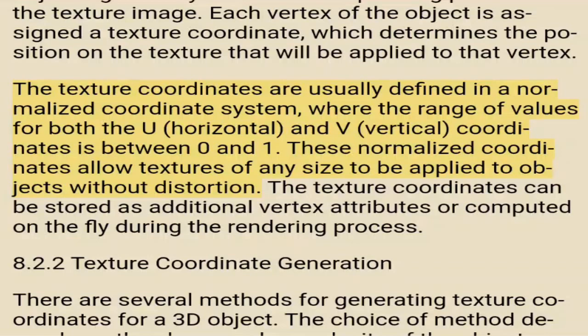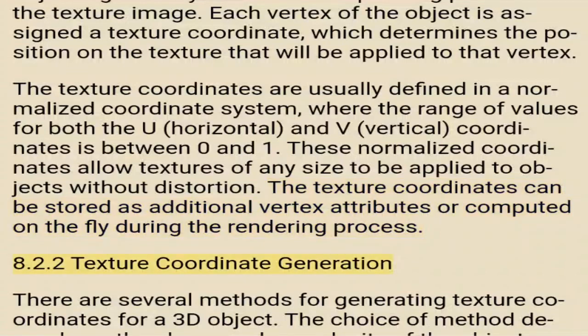The texture coordinates are usually defined in a normalized coordinate system, where the range of values for both the u horizontal and v vertical coordinates is between 0 and 1. These normalized coordinates allow textures of any size to be applied to objects without distortion. The texture coordinates can be stored as additional vertex attributes or computed on the fly during the rendering process.